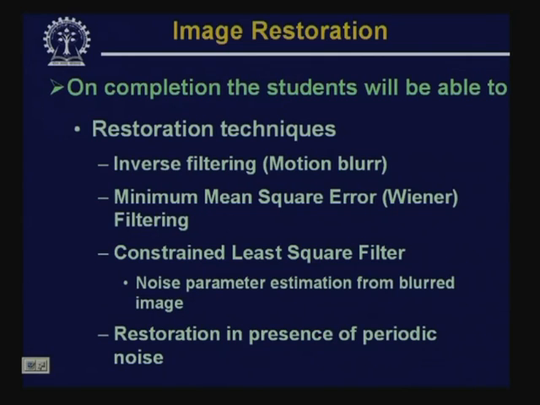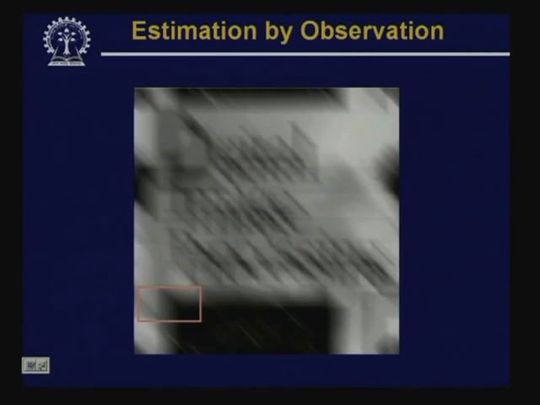So, firstly, let us quickly go through what we have done in our last class. We are talking about the estimation of the degradation model, because that is a very basic requirement for the restoration operation. The first one that we have said is the estimation of the degradation model by observation. In this case what is given to us is the degraded image, and by looking at the degraded image we have to estimate what the degradation function is.